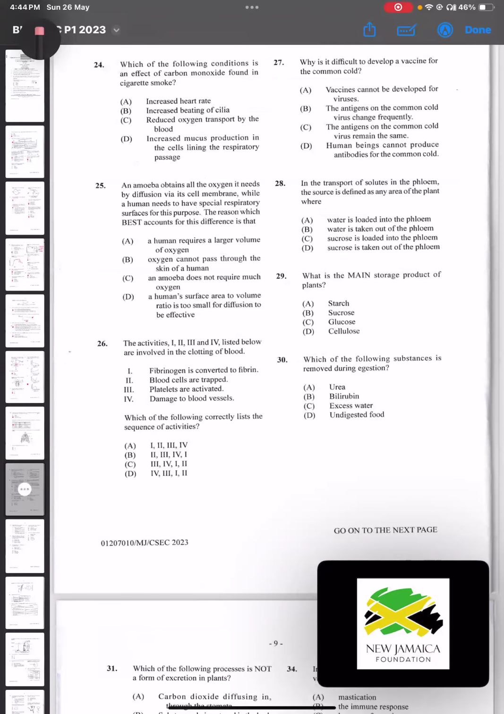24, what does carbon monoxide do? It reduces the oxygen transport in the blood because it binds with hemoglobin over oxygen. Then 25, what's our answer for 25?